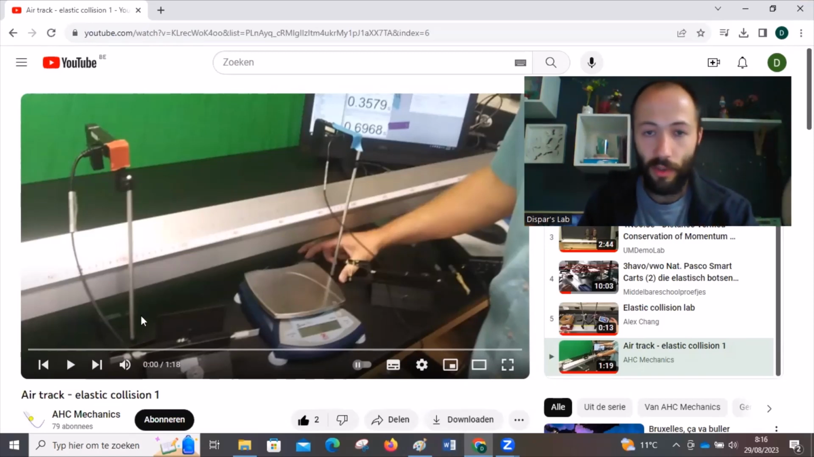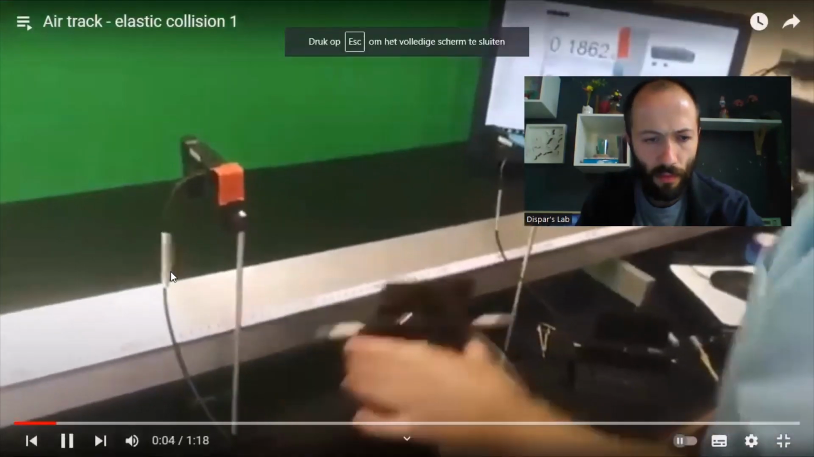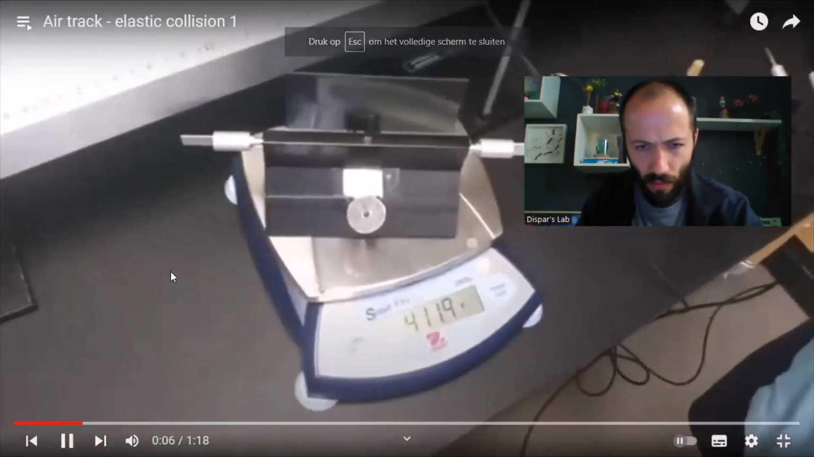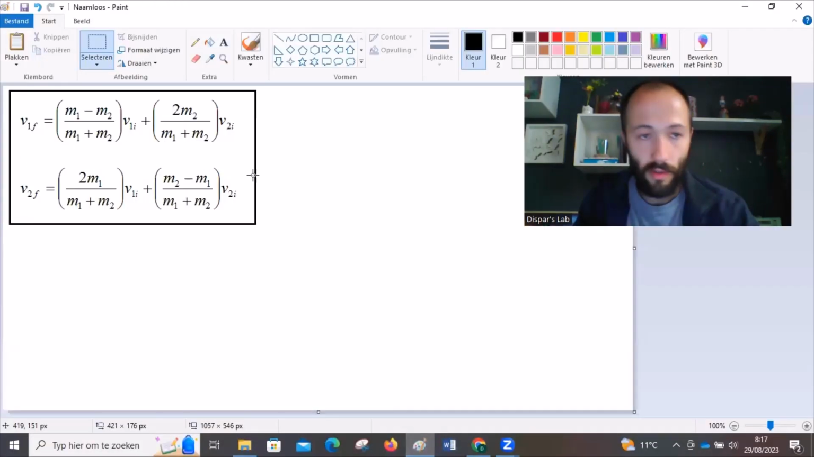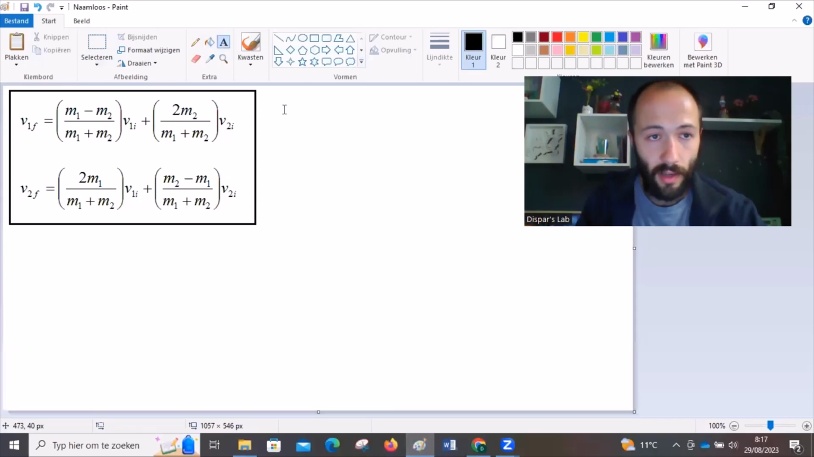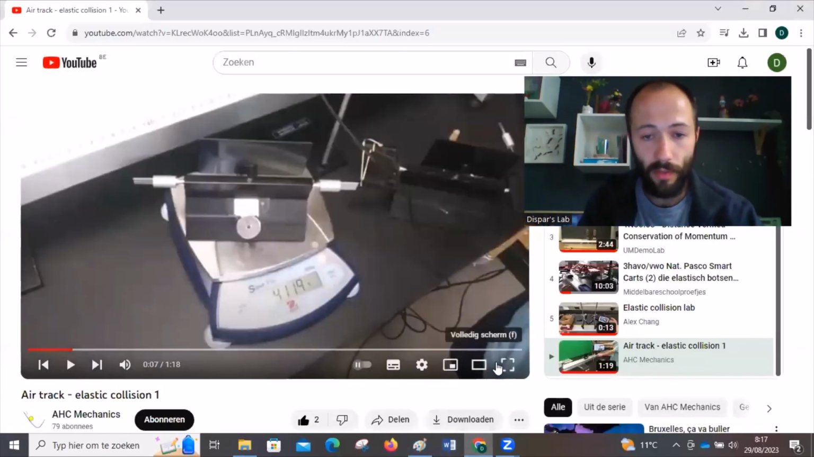And first, he's going to measure the weights. That's going to be our mass ratio. All right, this is a tougher experiment now. I'm going to get the masses of the carts. So this is going to be mass 1, which is 411.9 grams. So I'm going to add the data. We have to convert it into kilograms, 0.4119 kilograms. That's going to be our mass 1.